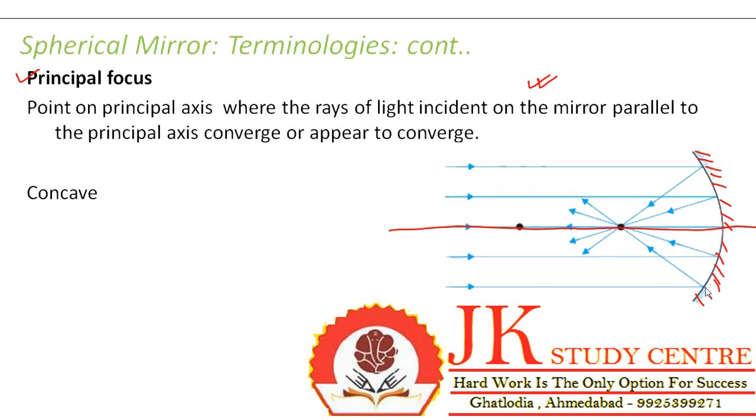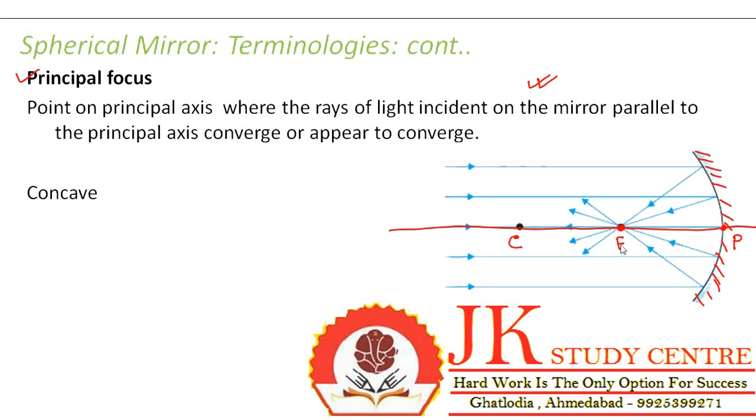When they fall on the mirror, after reflection, there is a point where they converge. So they are all meeting at one point. This point is known as the principal focus, and it is generally denoted by a capital F. This is my principal focus. So this point was the pole, this point was the center of curvature, and this is now the principal focus, right?